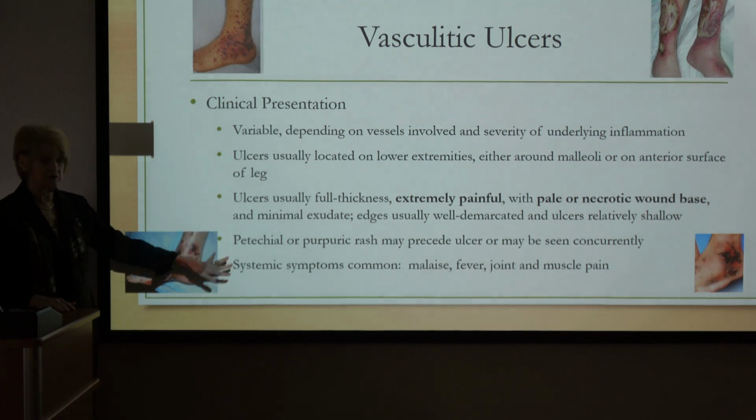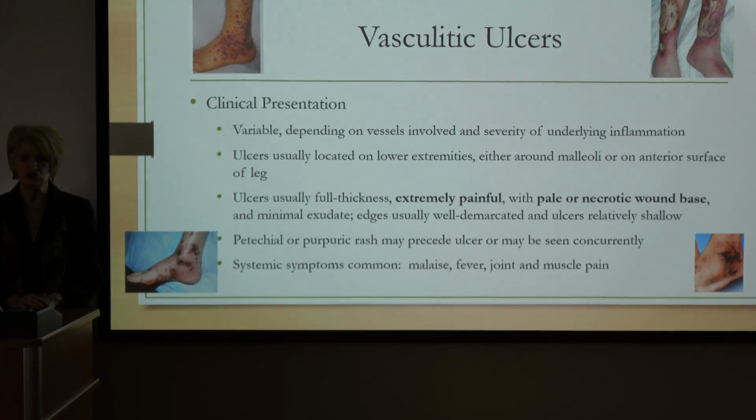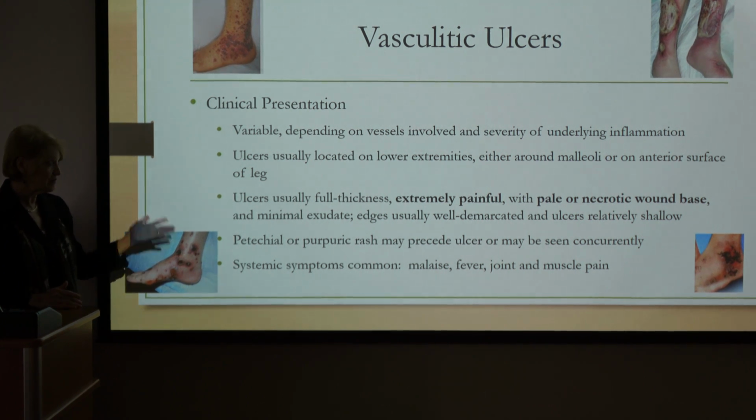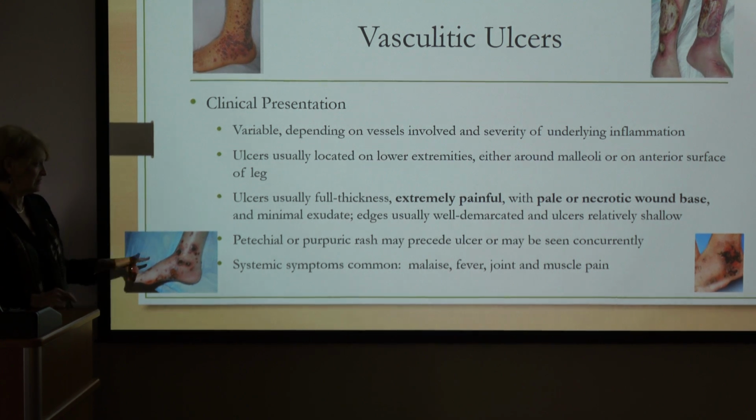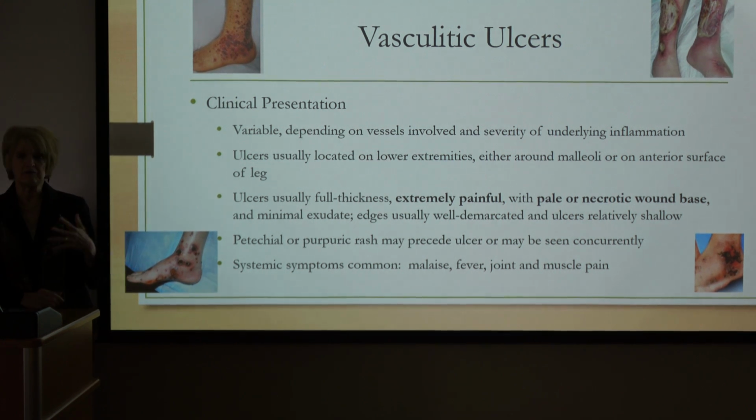Also, you have symptoms with vasculitic ulcers that you do not have with arterial ulcers. You have this petechial rash or purpuric rash, which you see in several of the slides. That rash can precede the ulcer, or sometimes it's seen concurrently with the ulcer, so you might have a central area of ulceration and the petechial or purpuric rash all around the ulcer.